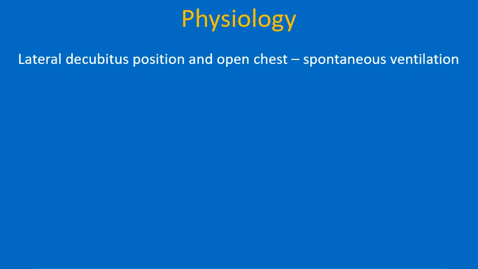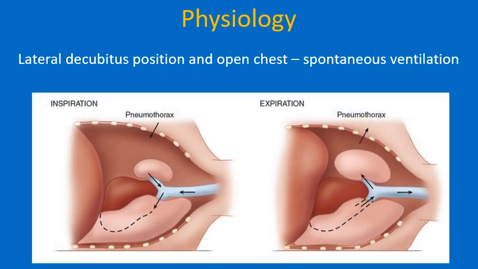And the same in lateral decubitus, open chest and spontaneous ventilation. Now we shall see what happens during inspiration. During inspiration, air from the non-dependent lung enters the dependent lung, and also some amount of air enters from the atmosphere to the dependent lung. And during expiration, air from the dependent lung goes to the non-dependent lung, and part of the air goes to the atmosphere.